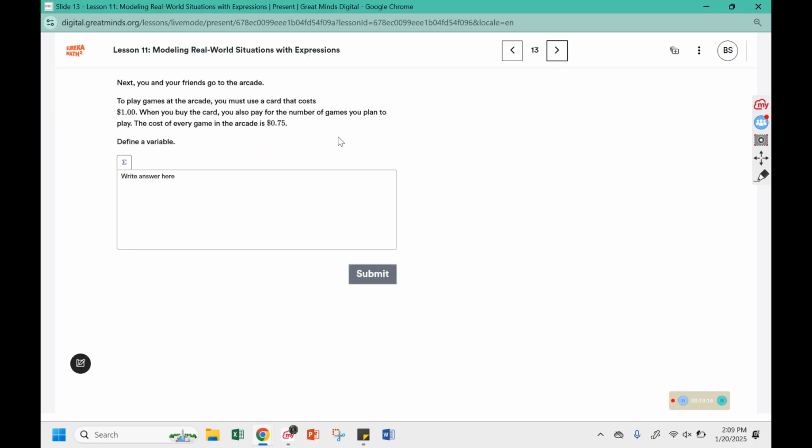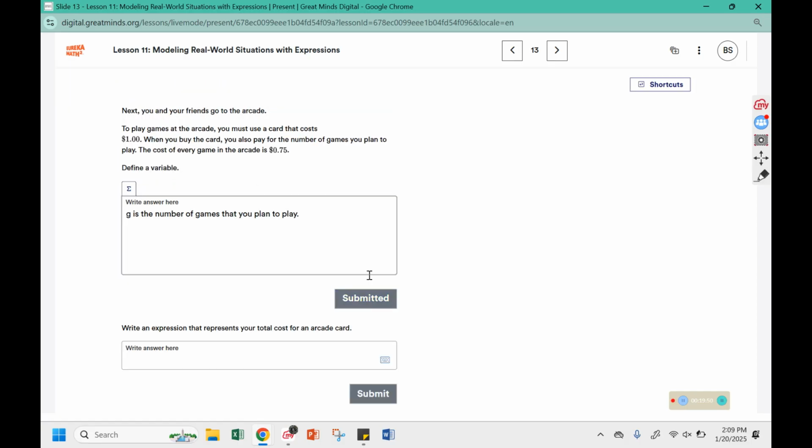Next, you and your friends go to the arcade. To play games at the arcade, you must use a card that costs $1. When you buy the card, you also pay for the number of games you plan to play. The cost of every game in the arcade is 75 cents. So we're going to say G is the number of games that you plan to play. Write an expression that represents the total cost of the arcade for an arcade card. So you pay $1 for the card, plus you pay 75 cents per game that you plan to play.